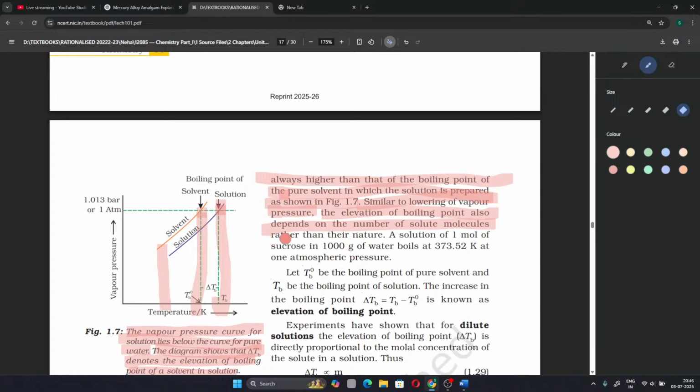That is why it's under the colligative properties. This doesn't depend on their nature. A solute of 1 mole of sucrose in 1000 gram of water boils at 373.52 Kelvin at 1 atmospheric pressure.